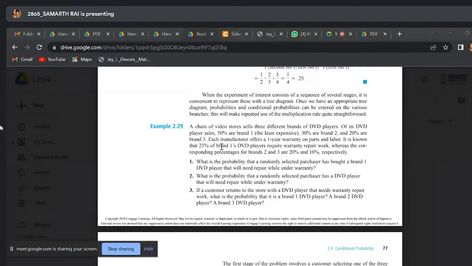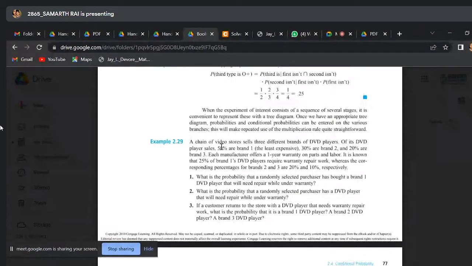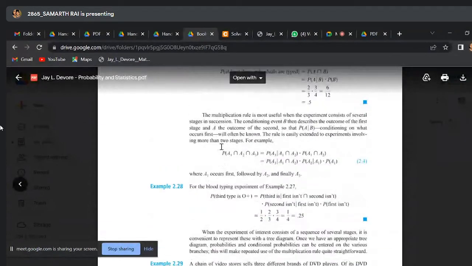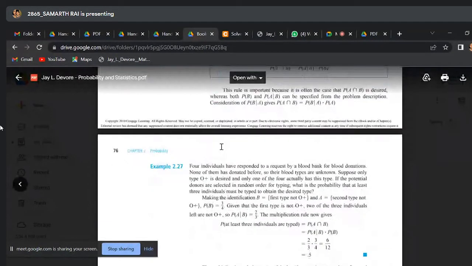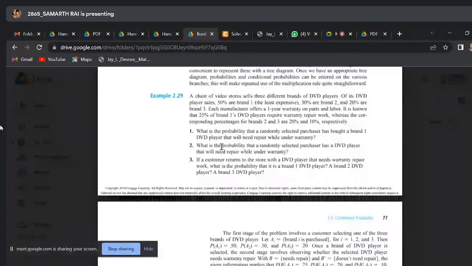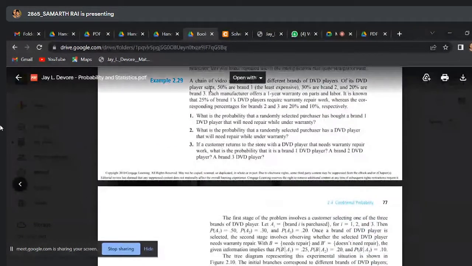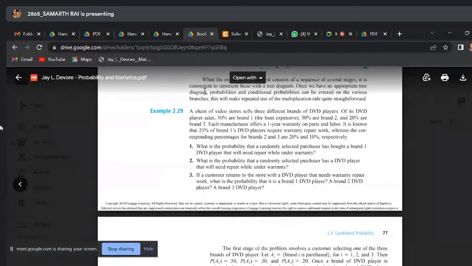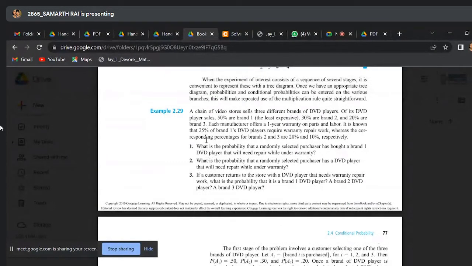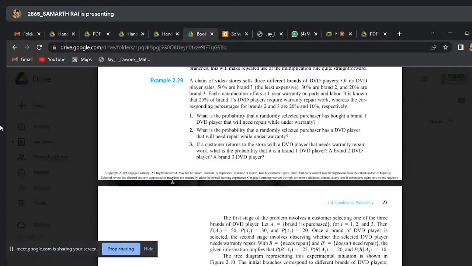So this example, I understood the above one, sir, the blood group one. But sir, I am not able to recognize this chapter question. Chapter two, 2.4, sir. And sir, the statement has been given, and the solution is given in this statement form.